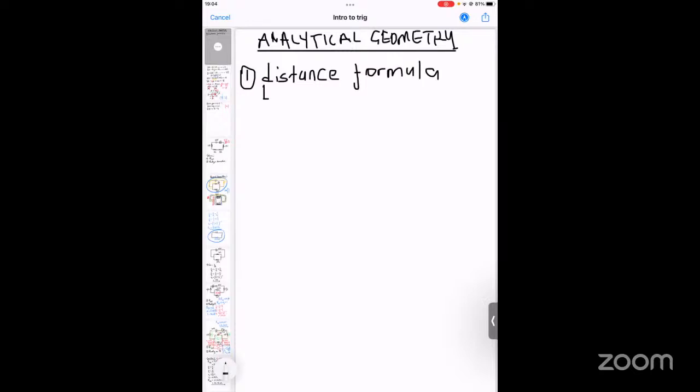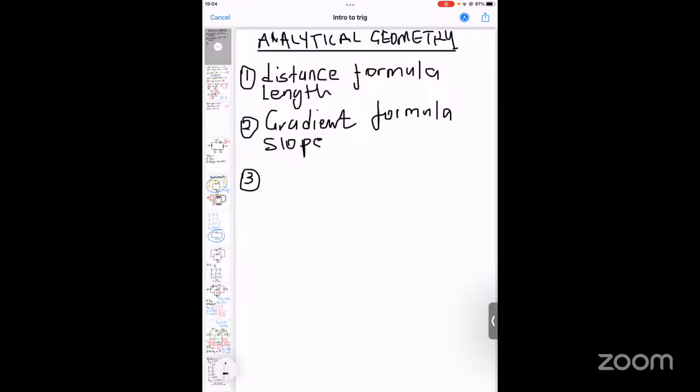remember, distance and length in math and physics, it refers to the same thing. We are also going to be talking about the gradient formula. The other word for gradient is the slope. Number 3, we are going to be talking about the midpoint formula. Midpoint, that word midpoint, you should just remember middle. It refers to a point which is in the middle of 2 points.